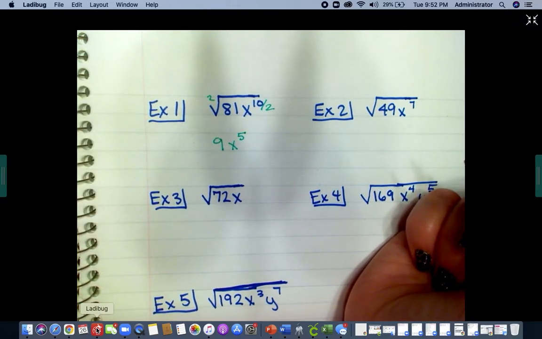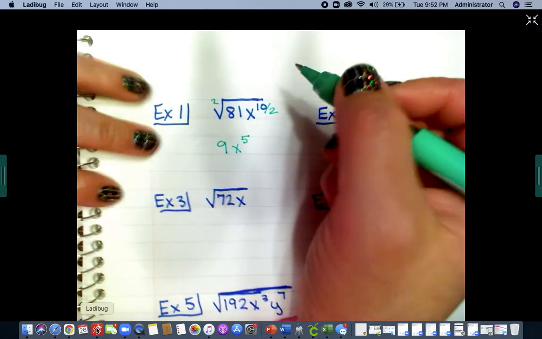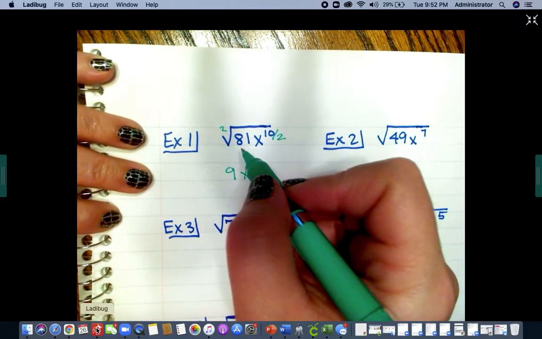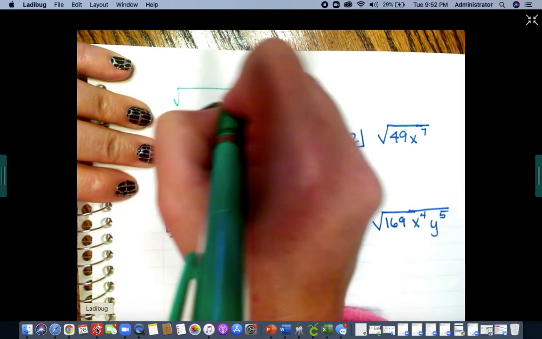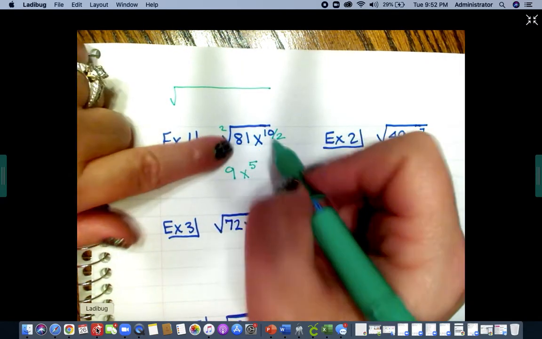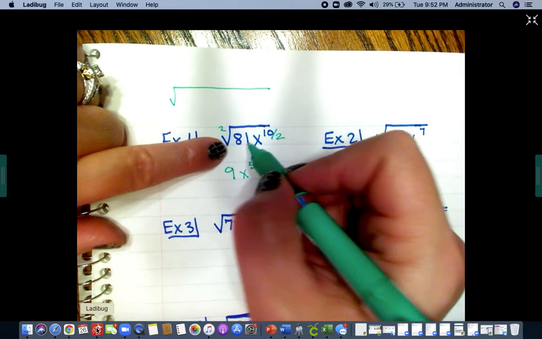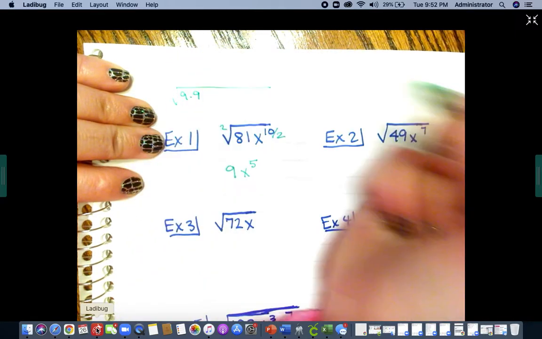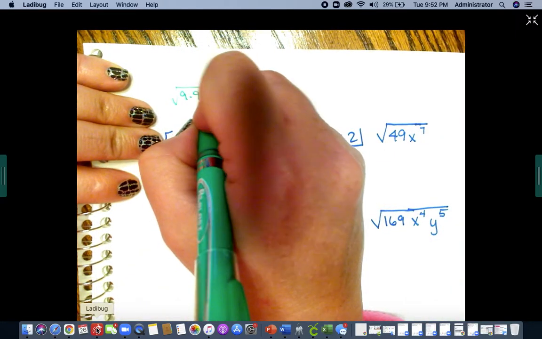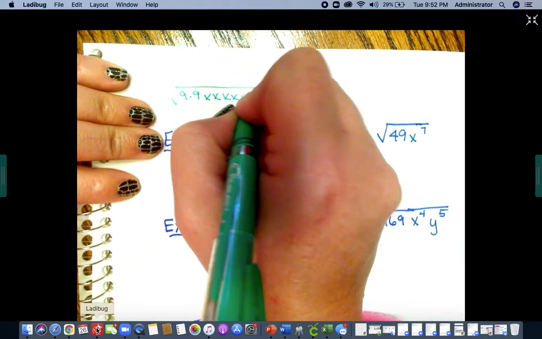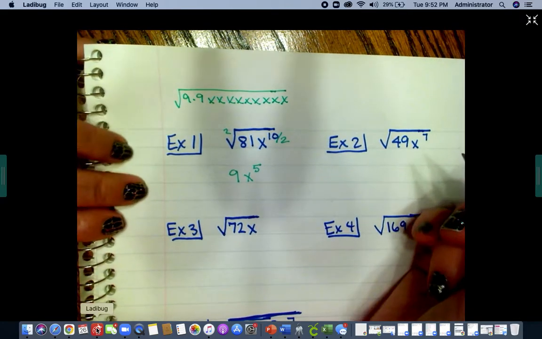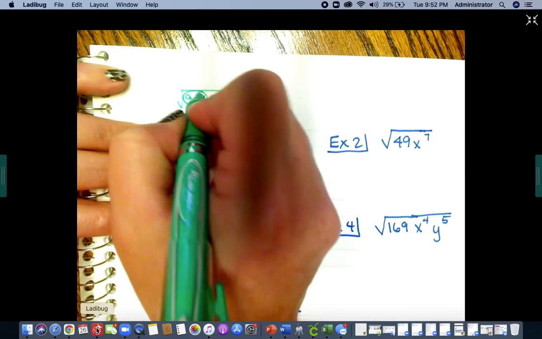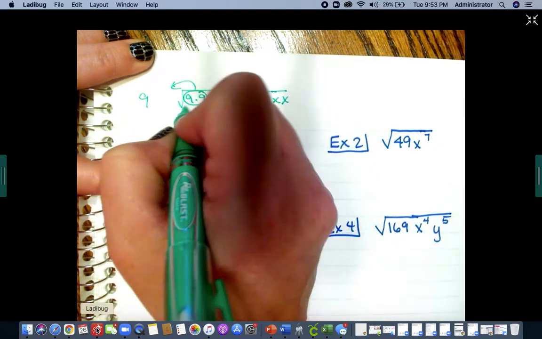Now, why does that work? I'm just going to come up here to illustrate an example with both a number and a variable. If I draw a big radical, because I'm going to put several factors in there, 81 is 9 times 9, and then I have 10 x's. You can see why we would not want to do this all the time necessarily, right? If I have a pair, 1 comes out.